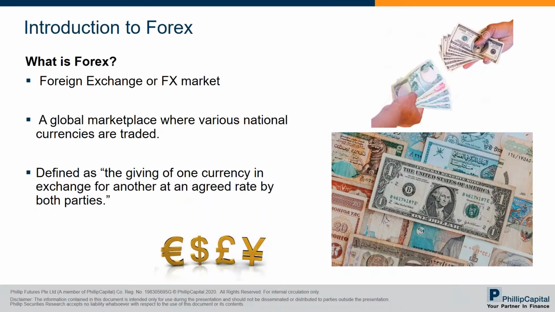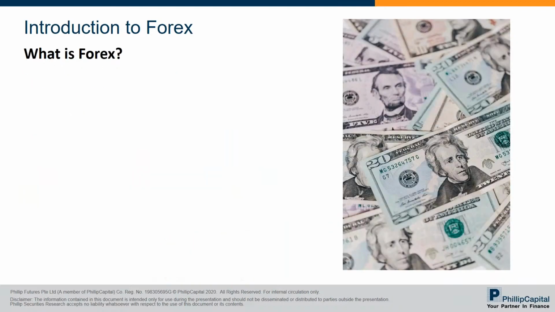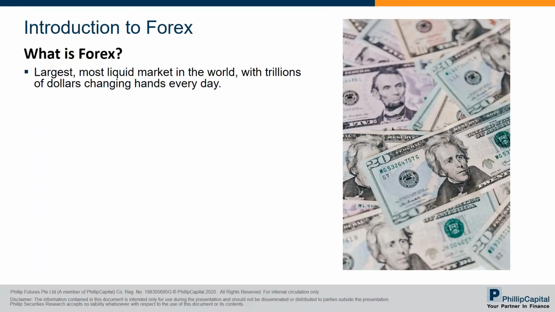Starting off with what is Forex. Basically, Forex is the abbreviation of foreign exchange, also known as the FX market. It is a global marketplace where various national currencies are traded. Forex is defined as the giving of one currency in exchange for another at an agreed rate by both parties. The Forex market is also the largest and most liquid market in the world, with trillions of dollars changing hands every day.